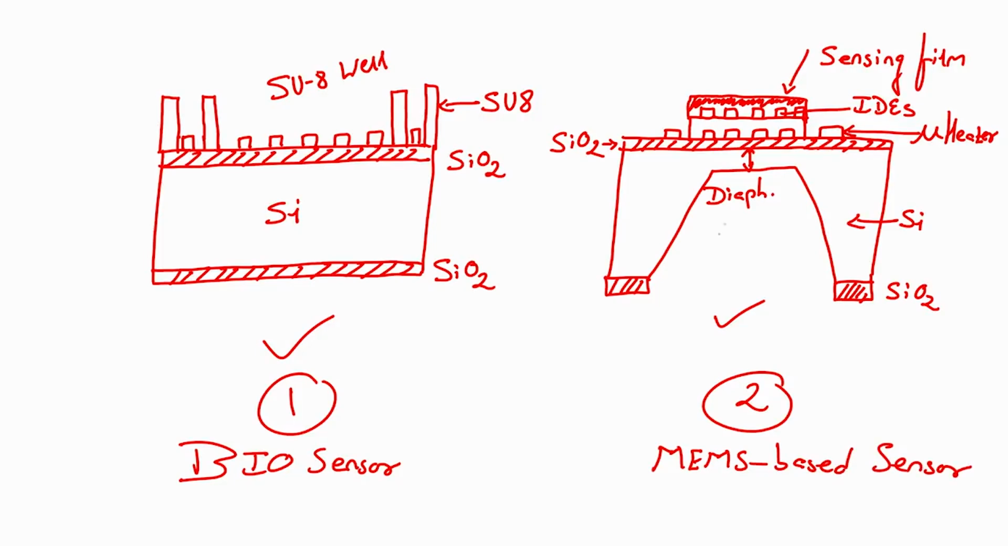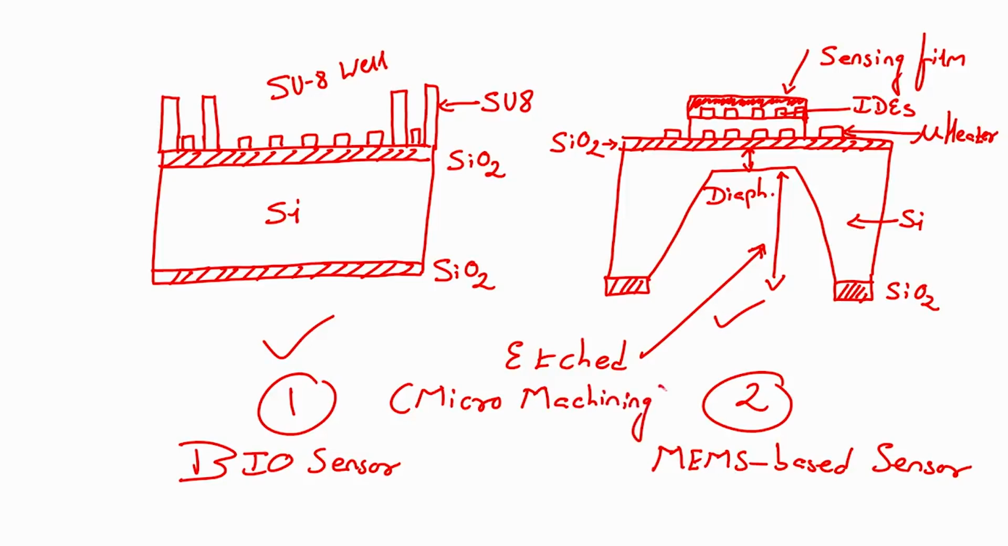sensor. Why? Because we have etched this much area. When we etch this much, we are machining. If you go to a workshop and want to remove this much material from a metal plate, we have to machine that part. Here we are machining at micro scale, so it is also called micromachining.